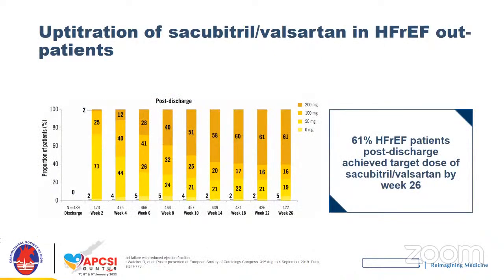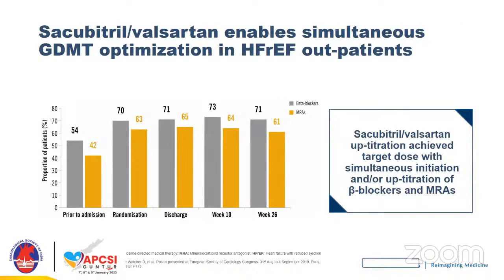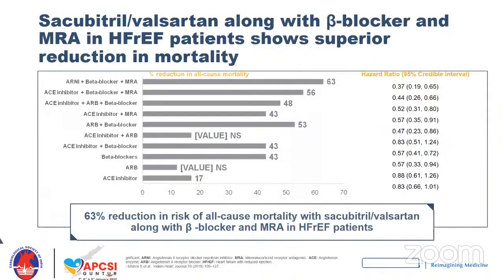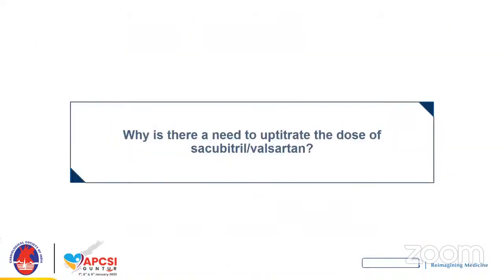And this is very interesting. Up titration of sacubitril valsartan in heart failure with reduced ejection fraction. 61% of patients post-discharge achieve target dose by week 26. That means still 1/3 of the patients have not achieved target dose. And sacubitril valsartan up titration achieves target dose with simultaneous initiation or up titration of the beta blockers and MRAs. And if you just see the mortality benefit, 63% reduction in risk of all-cause mortality with sacubitril and beta blockers and MRAs added. Top in the list, the 63% highest all-cause mortality reduction has been observed with this triple combination.